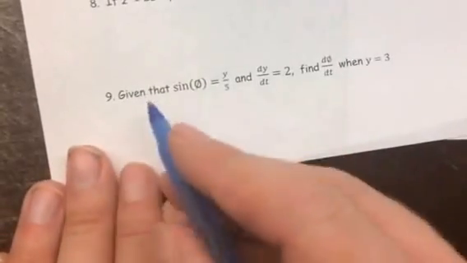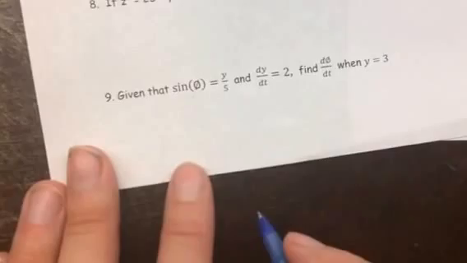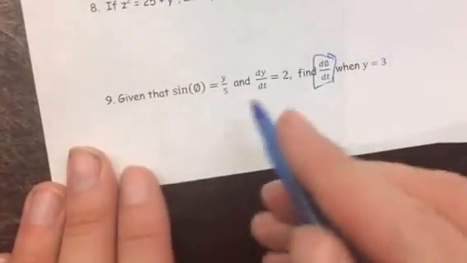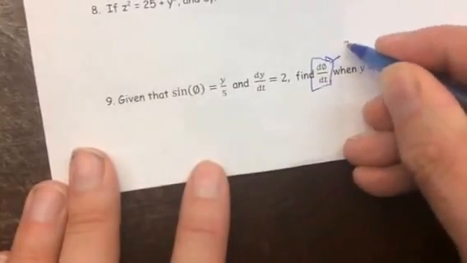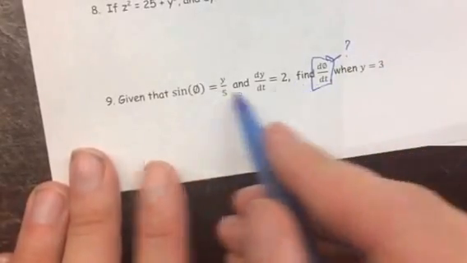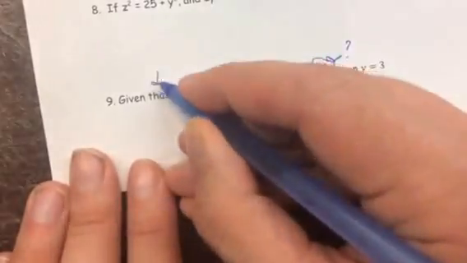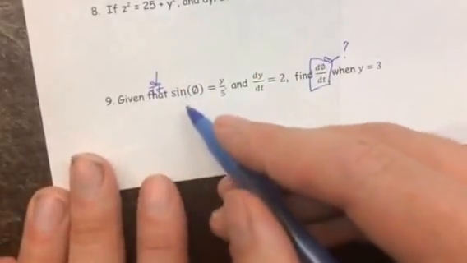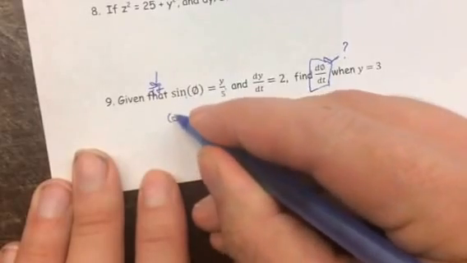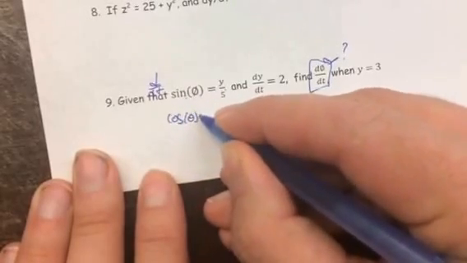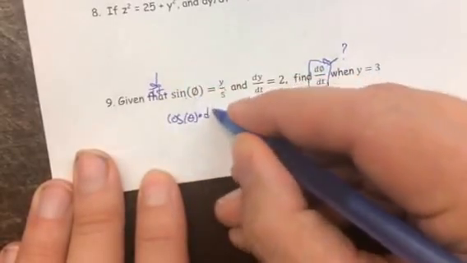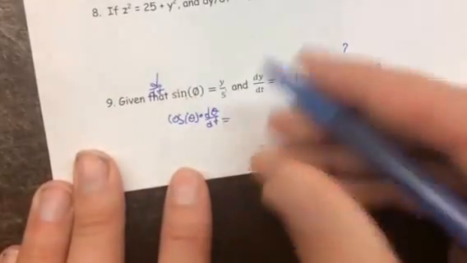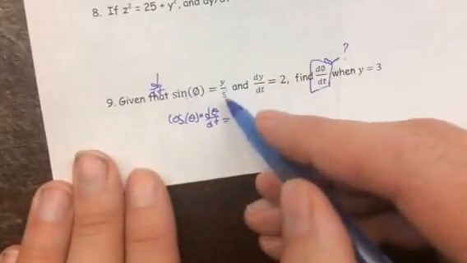It's a little bit different. Given that sine of theta equals y over 5 and dy/dt equals 2, find d theta/dt. So again, this is what we're looking for. And so we need to get a d theta/dt out of this equation, and the way we do that is by doing the derivative with respect to time. We'll do it on both sides. The derivative of sine of theta is cosine of theta times the derivative of theta with respect to time, so d theta/dt, which is what we're looking for. That's why we took the derivative with respect to time.